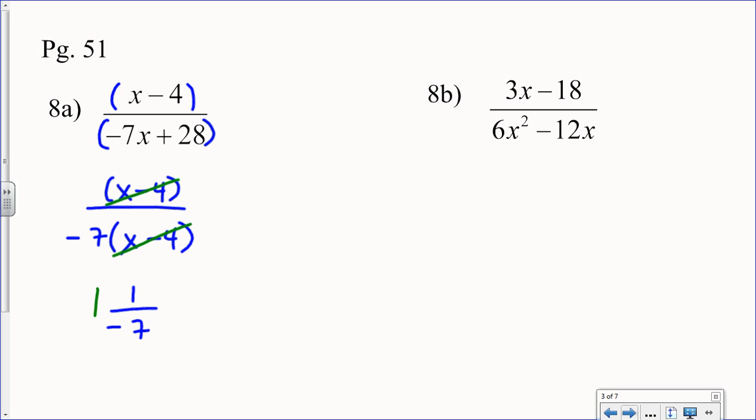But remember, I just talked about a disclaimer. So here's my result, except for one thing. x can be any number except something that would make the denominator 0. What would make this 0? 4. 4 minus 4 is 0, and that's what I cannot have. So I have to know that this is my simplified answer, except x cannot equal 4. So that's part of my answer there.